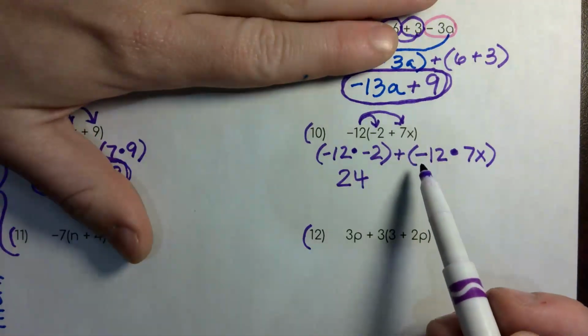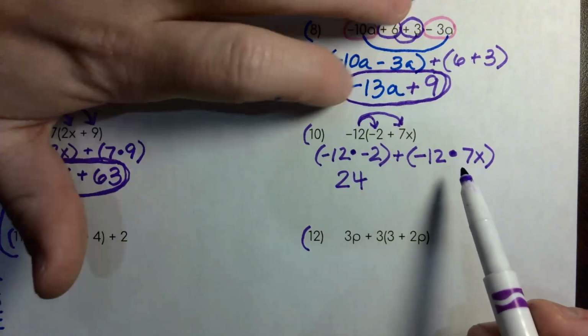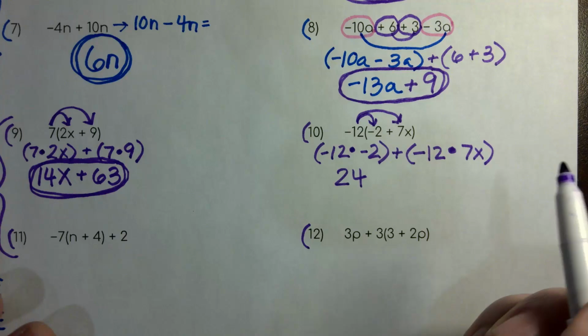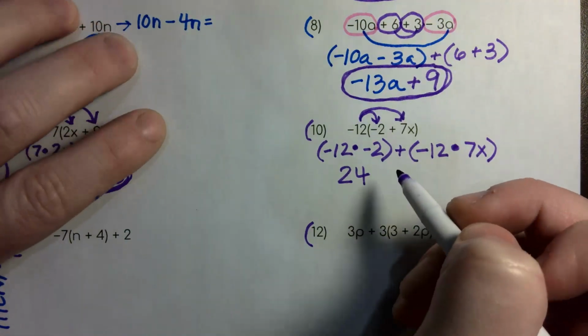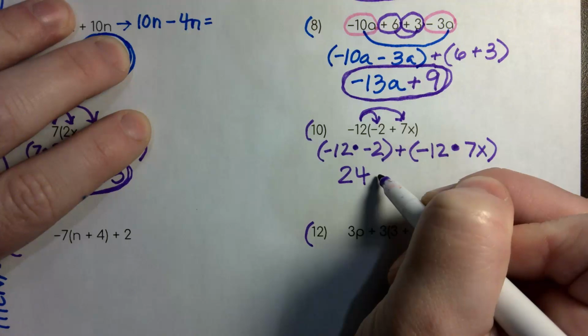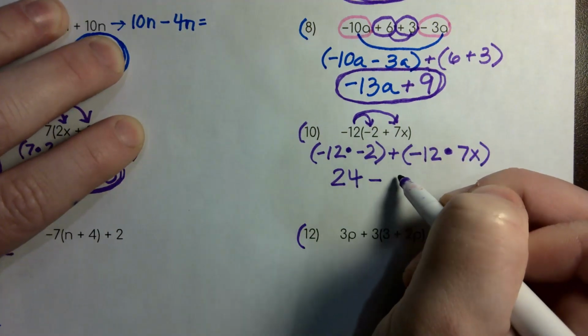So let's look here. The next step is negative 12 times 7x. What are we going to get there? Negative 84x. Good. And since it's a negative, we know that it's going to be a subtraction problem. So I'm going to write 24 minus 84x.